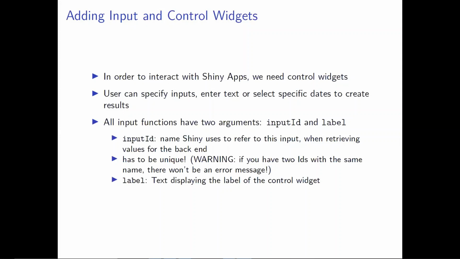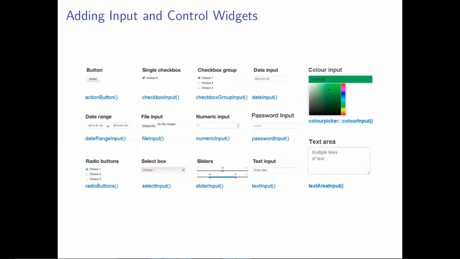Label in the end, pretty easy. It's just the text displaying the label of the control widget. Some examples shown here. And as you can see, we could input basically anything. We have an action button to just let some interactive stuff run, just like action, and then some slideshow appears or something else. Checkbox input from a single choice, multiple choice. We have date inputs, range, numeric. You can also enter passwords if you want to have a separate and secure area within your app.